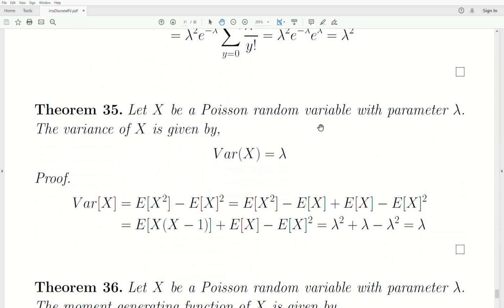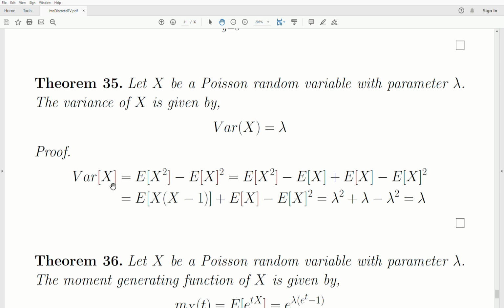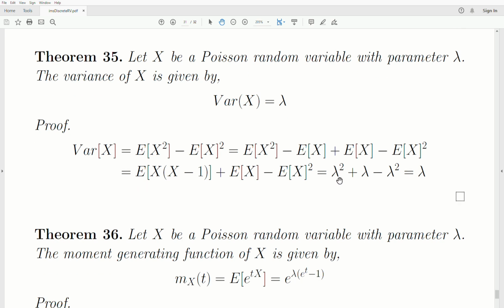Let X be a Poisson random variable with parameter lambda. The variance of X is given by lambda. And here's the proof. The variance of X is equal to the expected value of X squared minus the mean squared. That's by definition. Let's add 0, adding and subtracting the mean, the same quantity, so it doesn't affect it. But the term on the left is the second factorial moment, and the other two terms come down. Plug in what we know: lambda squared plus lambda minus lambda squared is lambda, and that's what we wanted to show.